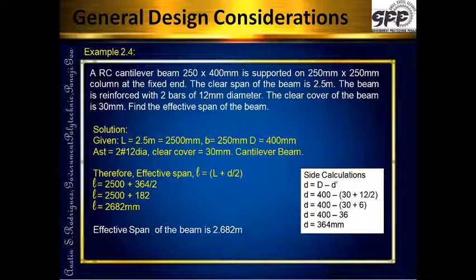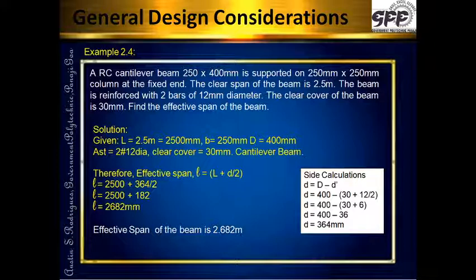At the fixed end, it is supported by a column which is 250 mm by 250 mm. The clear span of the beam is 2.5 meters. The clear span has been given. The beam is reinforced with 2 bars of 12 mm diameter. The clear cover of the beam is 30 mm. Find the effective span of the beam.